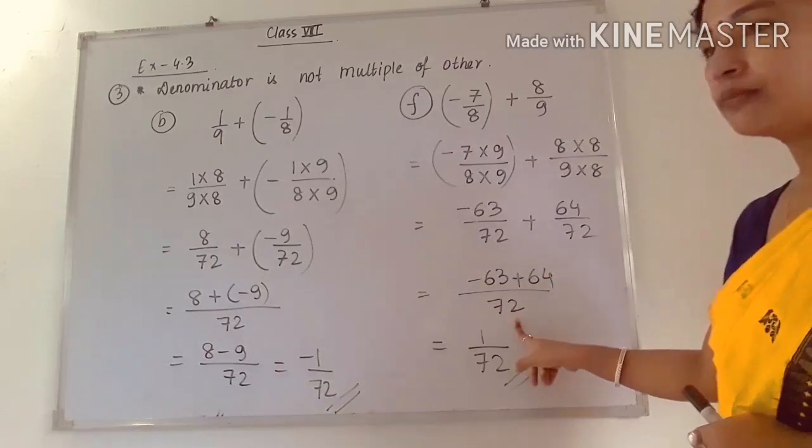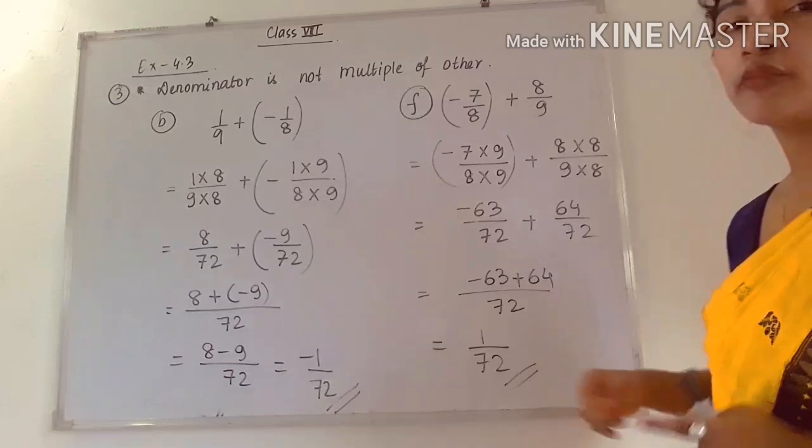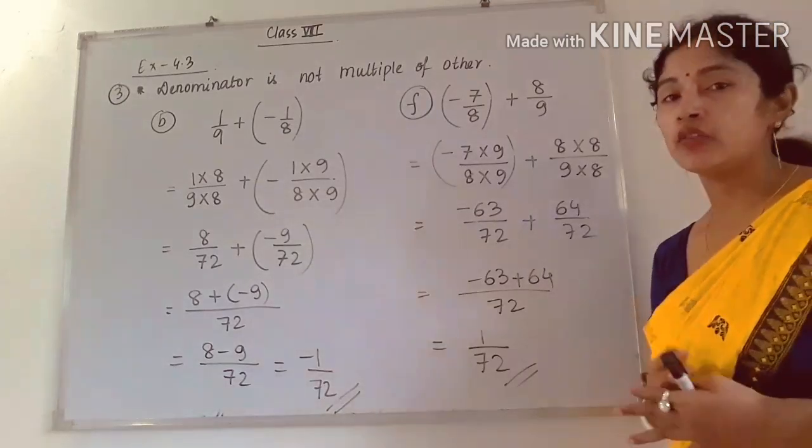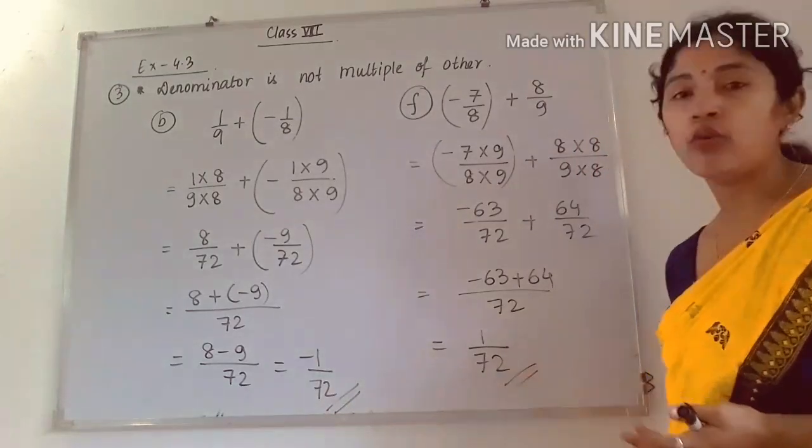Now take the LCM, that will be the same, 72. Next, minus 63 plus 64. You have to write as it is in the numerator if the denominator becomes the same. So finally we got 1 by 72.